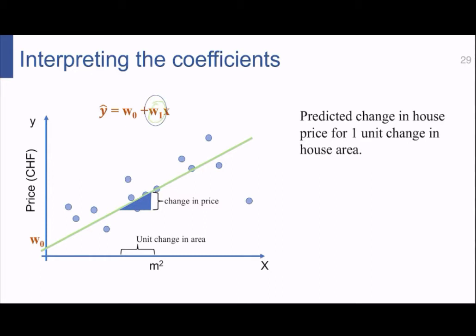Now, the W1, what is it in this case? It's the predicted change in house price for 1 unit change in house area. So this means that if I go from 100 square meters to a house having 101 square meters, what is the additional value that I should pay for this additional 1 square meter? Right, this is reflected here. If I go from 100 to 101, what is the difference in the price that I should pay? This is the difference.